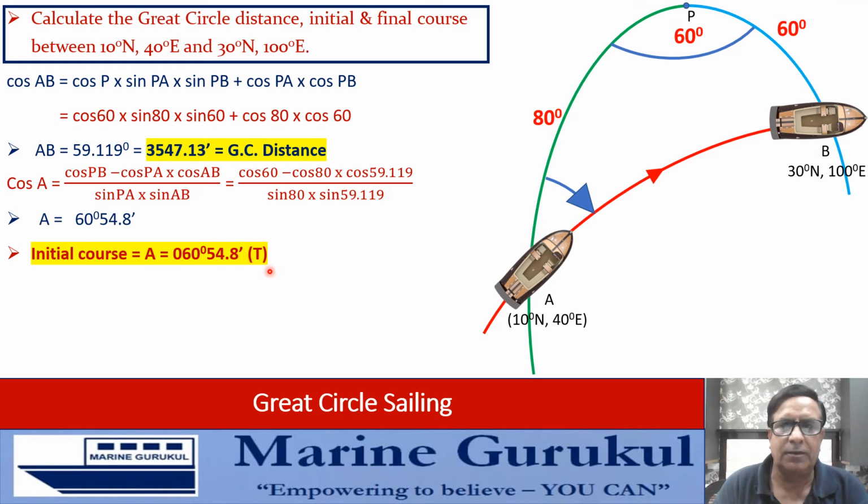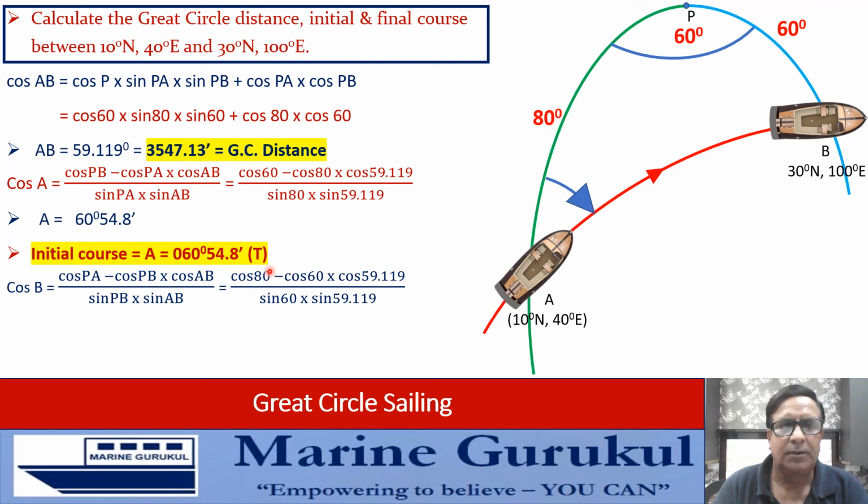Now we write again the cosine formula for angle B. We know all these parts on the right hand side. We put in their values and we get the value of angle B as 96 degrees 24.6 minutes. So this angle is 96 degrees 24.6 minutes.